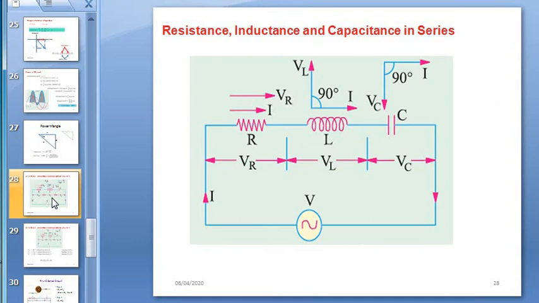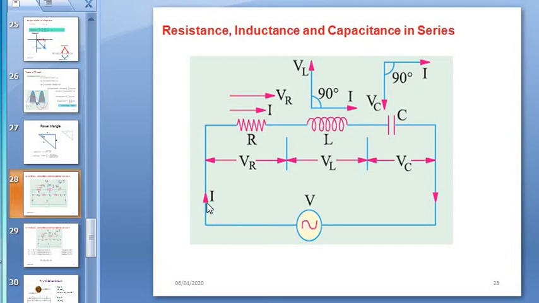The next circuit is the series RLC circuit. Consider an AC circuit with a resistance R ohms, inductance L henries and capacitance C farads. All the parameters are connected in series as shown in this figure, and an alternating voltage V equal to Vm sine omega t is applied to this combination.